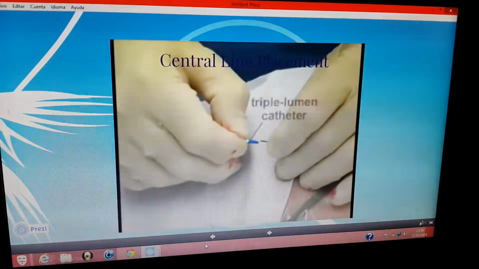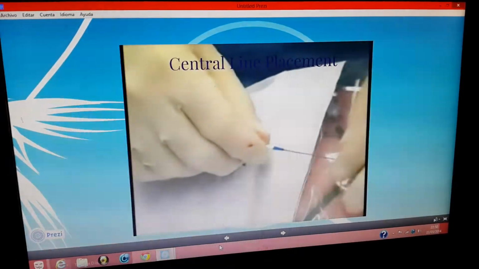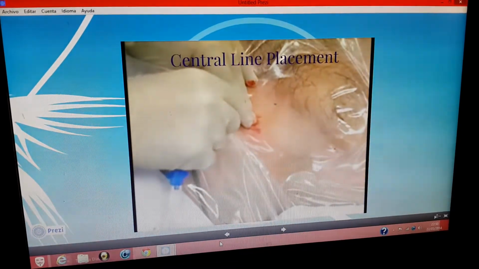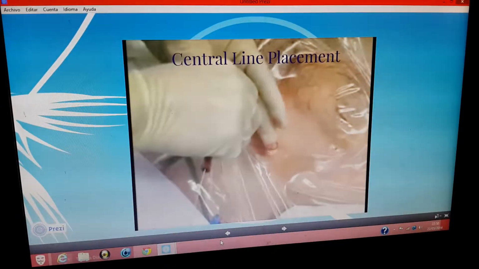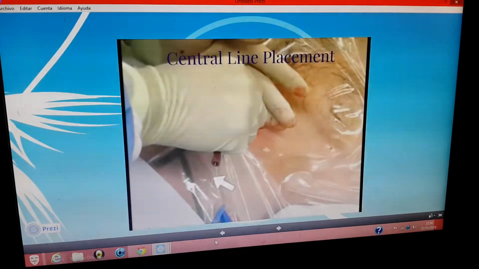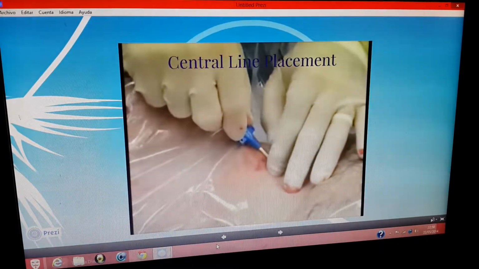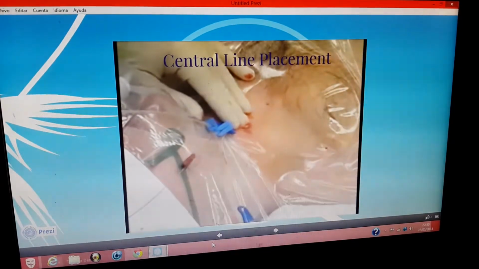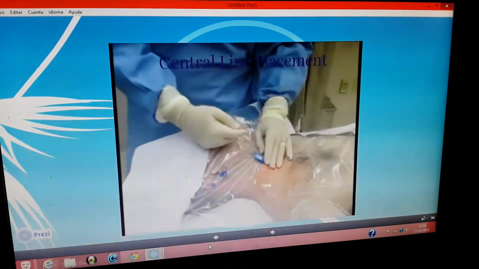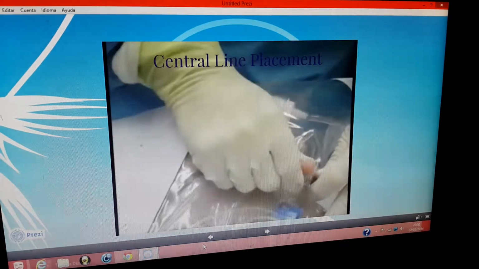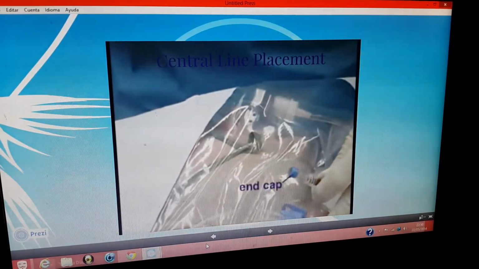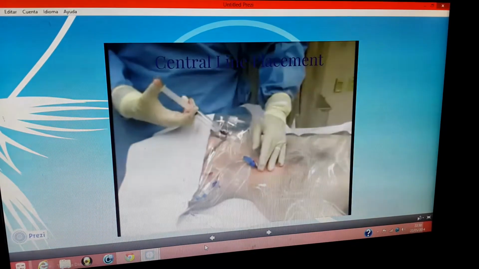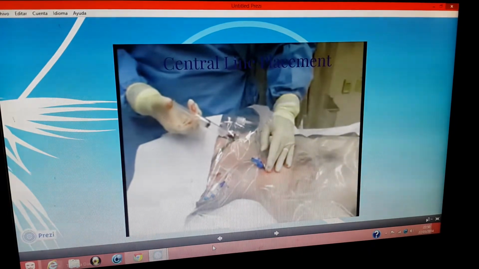Next, advance the triple lumen catheter over the guide wire. You must grasp the wire from the distal end hub before fully advancing the catheter into the vessel. Once the catheter has been placed, remove the guide wire and immediately cover the hub with your finger. Finally, place an end cap onto the open hub and flush all of the ports with saline.